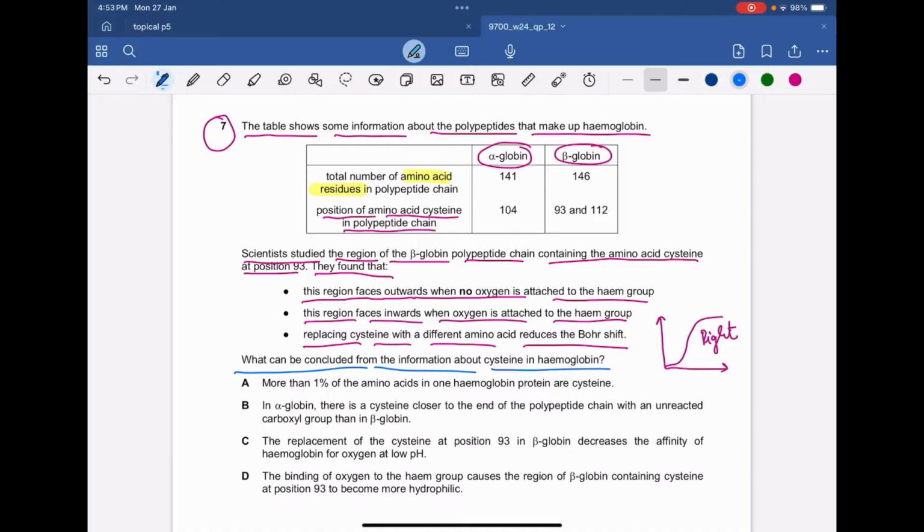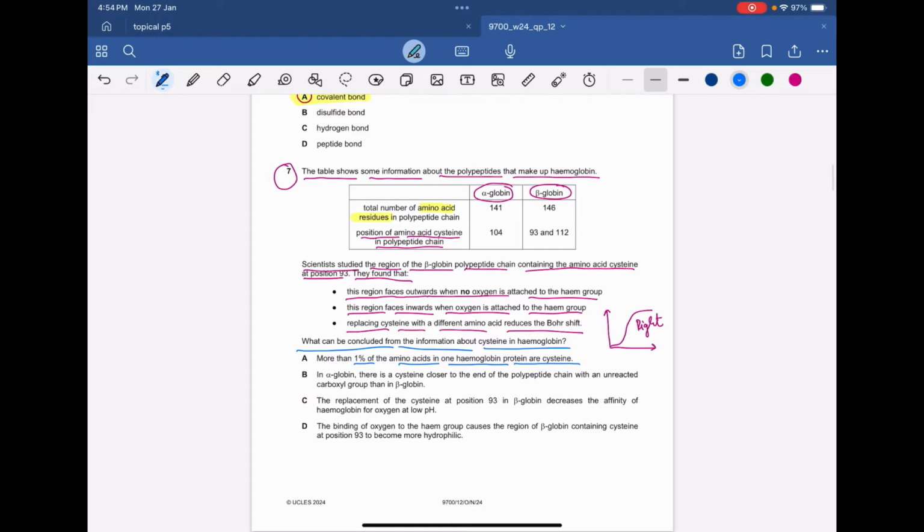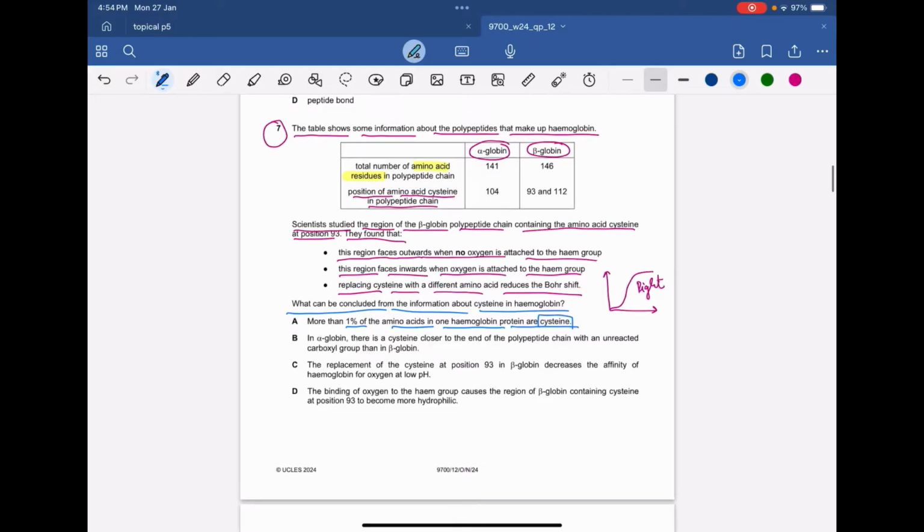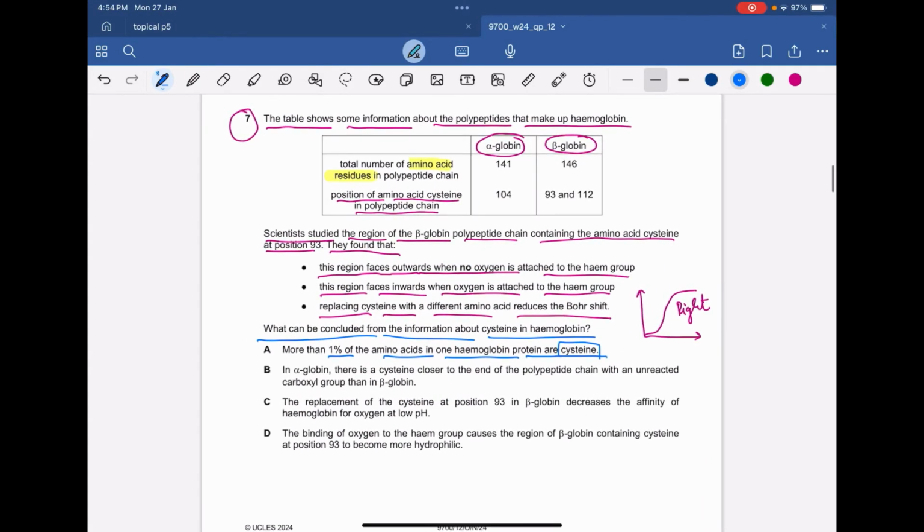Now they are saying that more than 1% of the amino acids in one hemoglobin protein are cysteine. So now, first of all, we have to look at whether this is true or not. In order to identify the percentage of cysteine, first of all we have to look at how many total amino acids are there in the hemoglobin molecule.